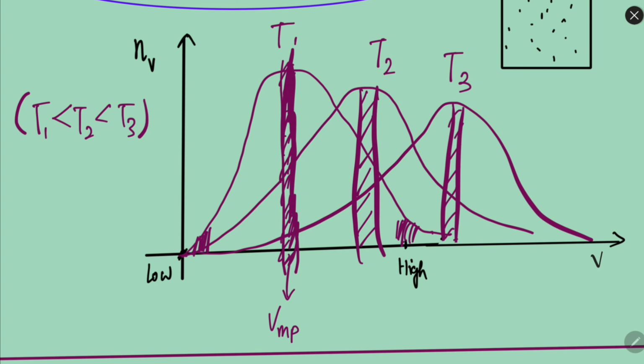Because this area needs to be the same, as this area tells us about the number of particles, and the number of particles is not changing.